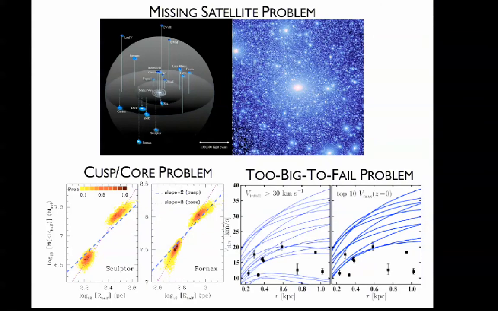Why aren't they forming stars? That's an issue that we still don't understand very well. N-body simulations predict that satellites or dwarf galaxies have cuspy profiles. They are found to have core profiles, both in the field as well as in the Milky Way satellites. A new problem that has appeared is called the too-big-to-fail problem.